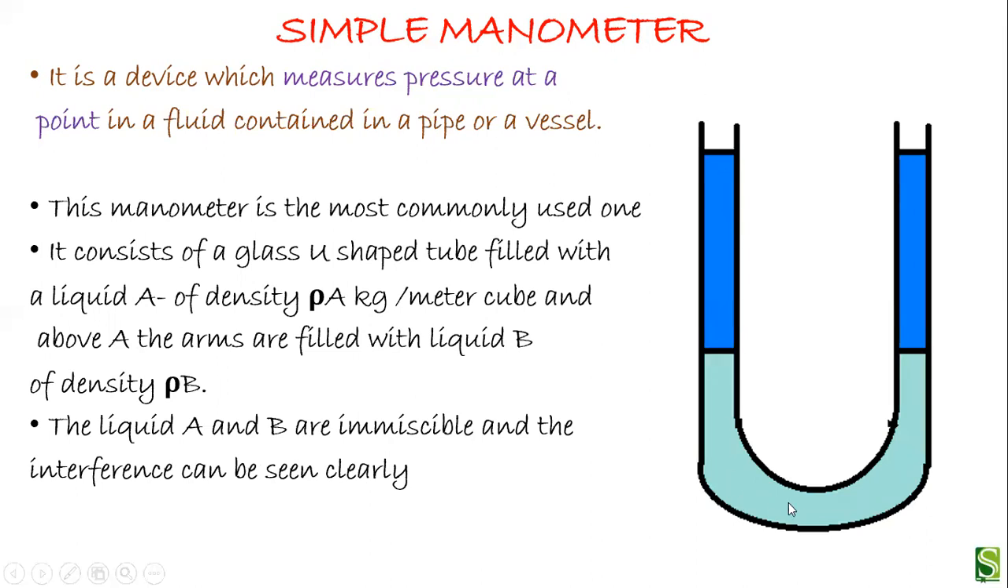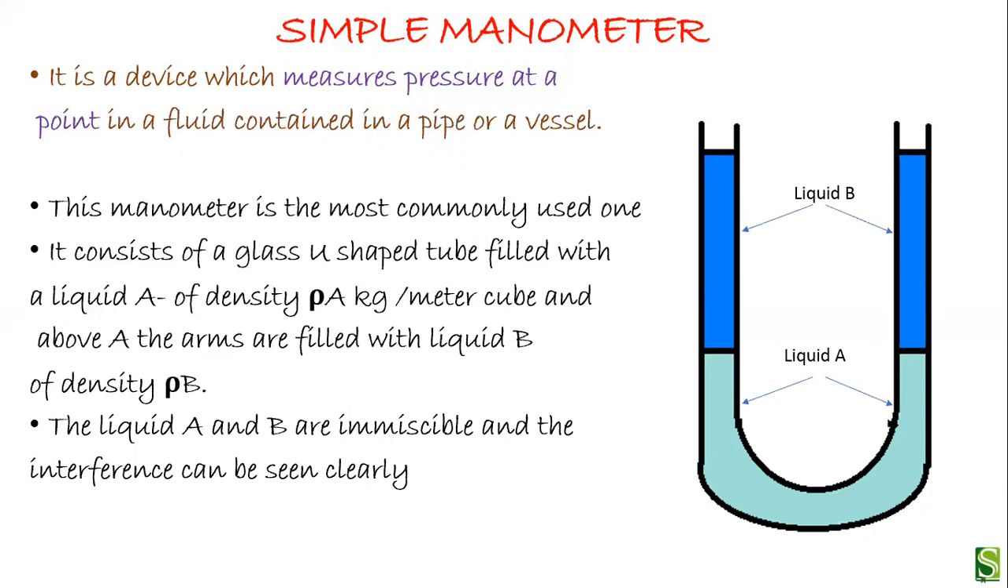Now this is a simple manometer. What does it consist of? It consists of a U-shaped glass tube, and this glass tube is filled with two types of liquid, liquid A and liquid B. The lower one is liquid A and the upper one is liquid B. You have to keep in mind that these two liquids are completely immiscible, and the interface between these two liquids is clearly visible.